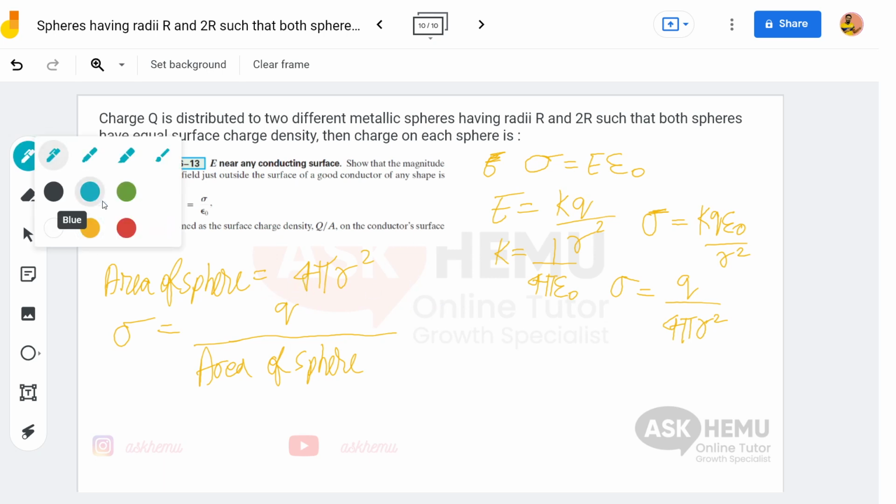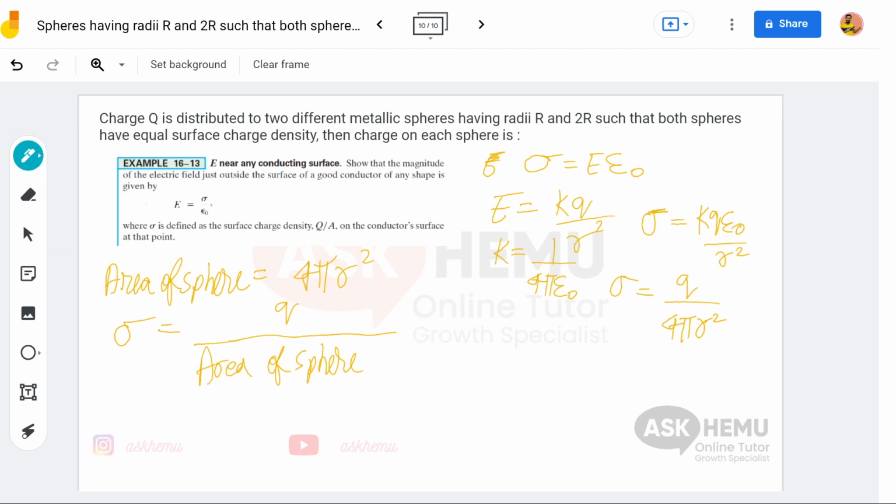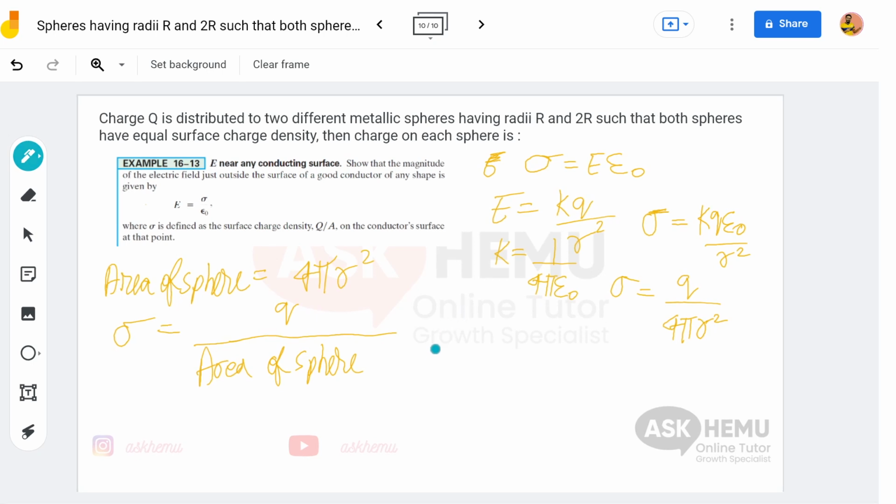Now we are in a position to solve our question, because our question asks us to find the situation when the surface charge densities are equal. For spheres of radii r and 2r, sigma 1 equals sigma 2, which means I can substitute the values. Q1 over 4 pi r squared is equal to Q2 over 4 pi times 2r the whole squared.